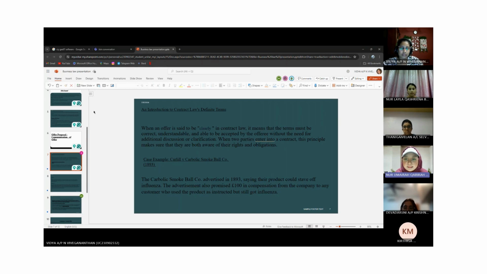Case example, Carlill v. Carbolic Smoke Ball Co., 1893. The Carbolic Smoke Ball Co. advertised in 1893 saying their product could stave off the influenza. The advertisement also promised 100 euro in compensation from the company to any customer who used the product as instructed but still got influenza.